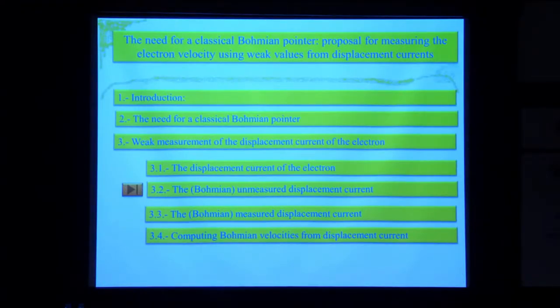Okay, so let us discuss the displacement current from unmeasured Bohmian mechanics. This is what unmeasured Bohmian mechanics means. This is something that you can do with Bohmian mechanics, but you cannot do with other theories.